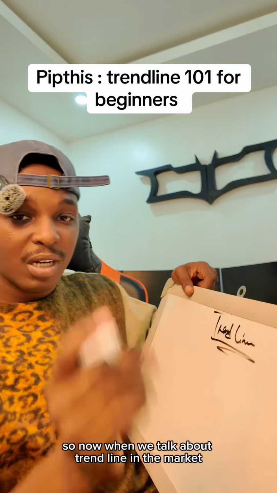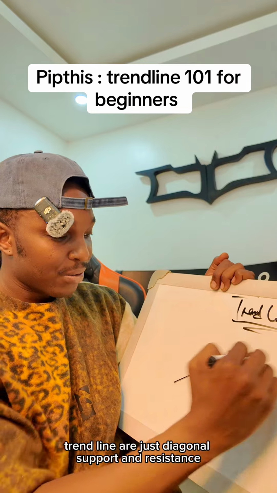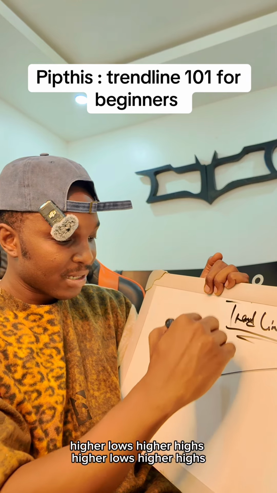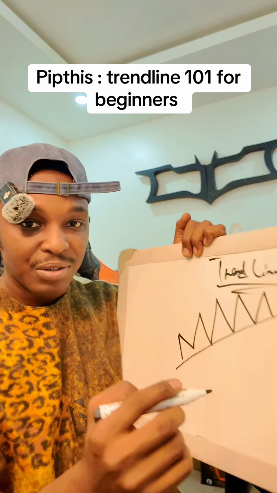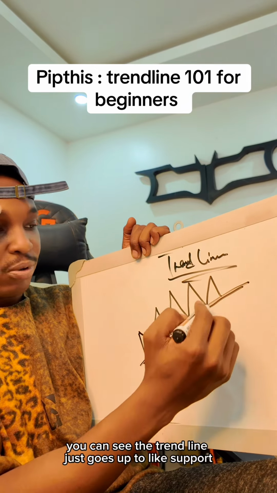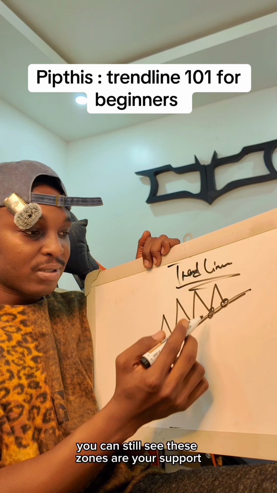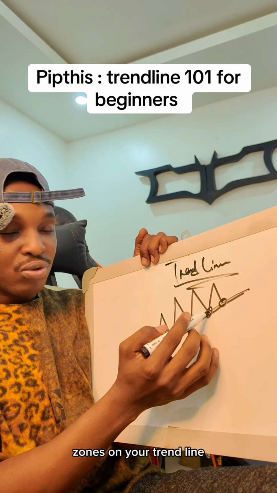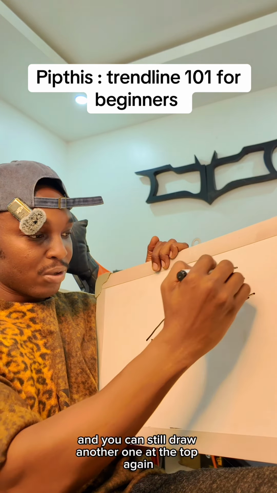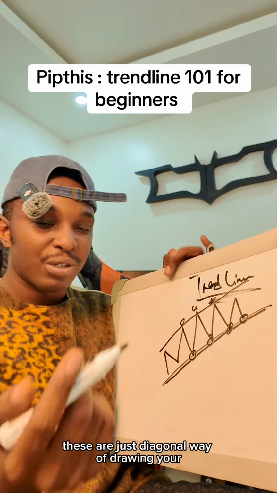Now when we talk about trend lines in the market, trend lines are just diagonal support and resistance. So if the market is having higher highs, higher lows, higher highs, higher lows, you can see the trend line just goes up to support these zones. So you can still say these zones are your support zones on your trend line, and you can still draw another one at the top again, to serve as a resistance. So these are just diagonal ways of drawing your support and resistance.